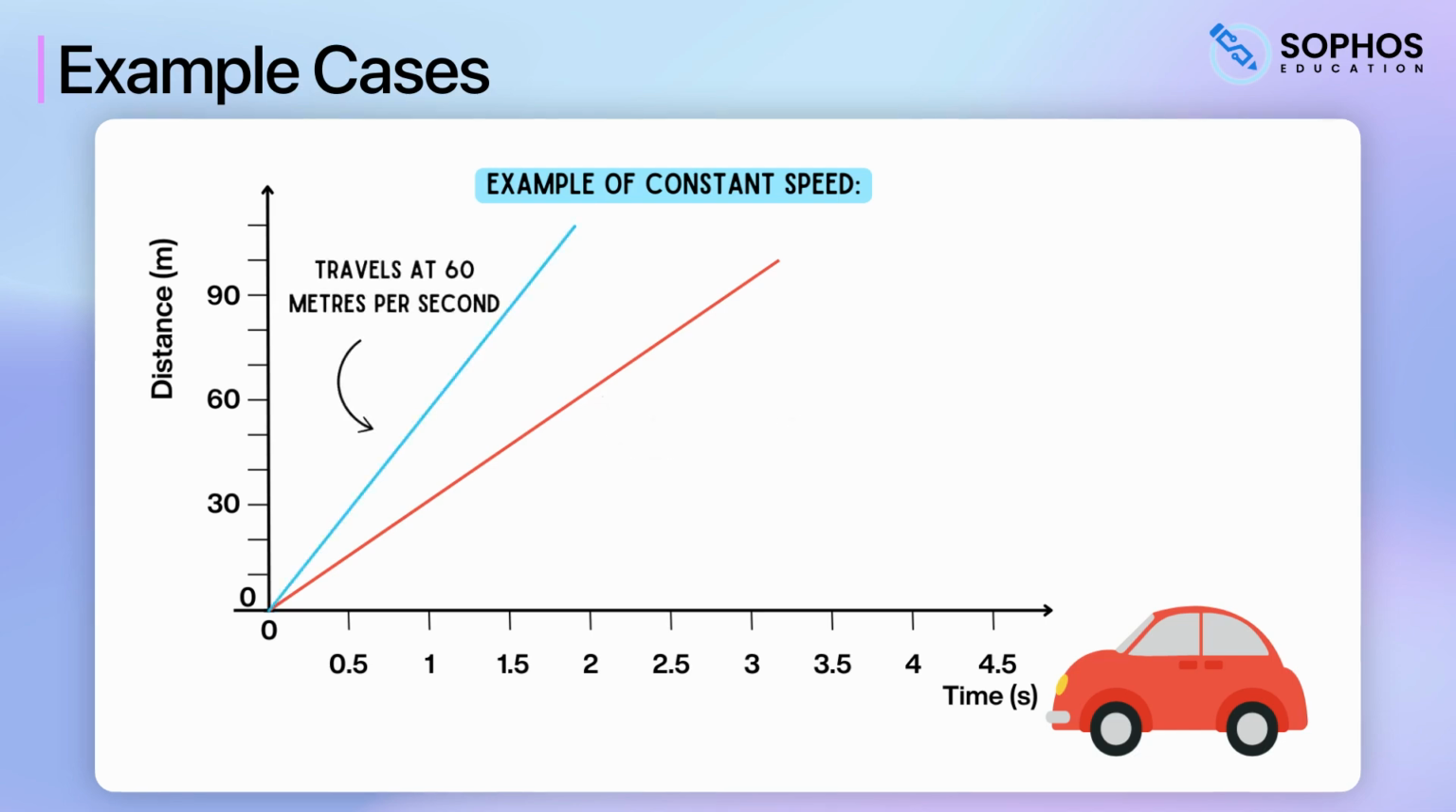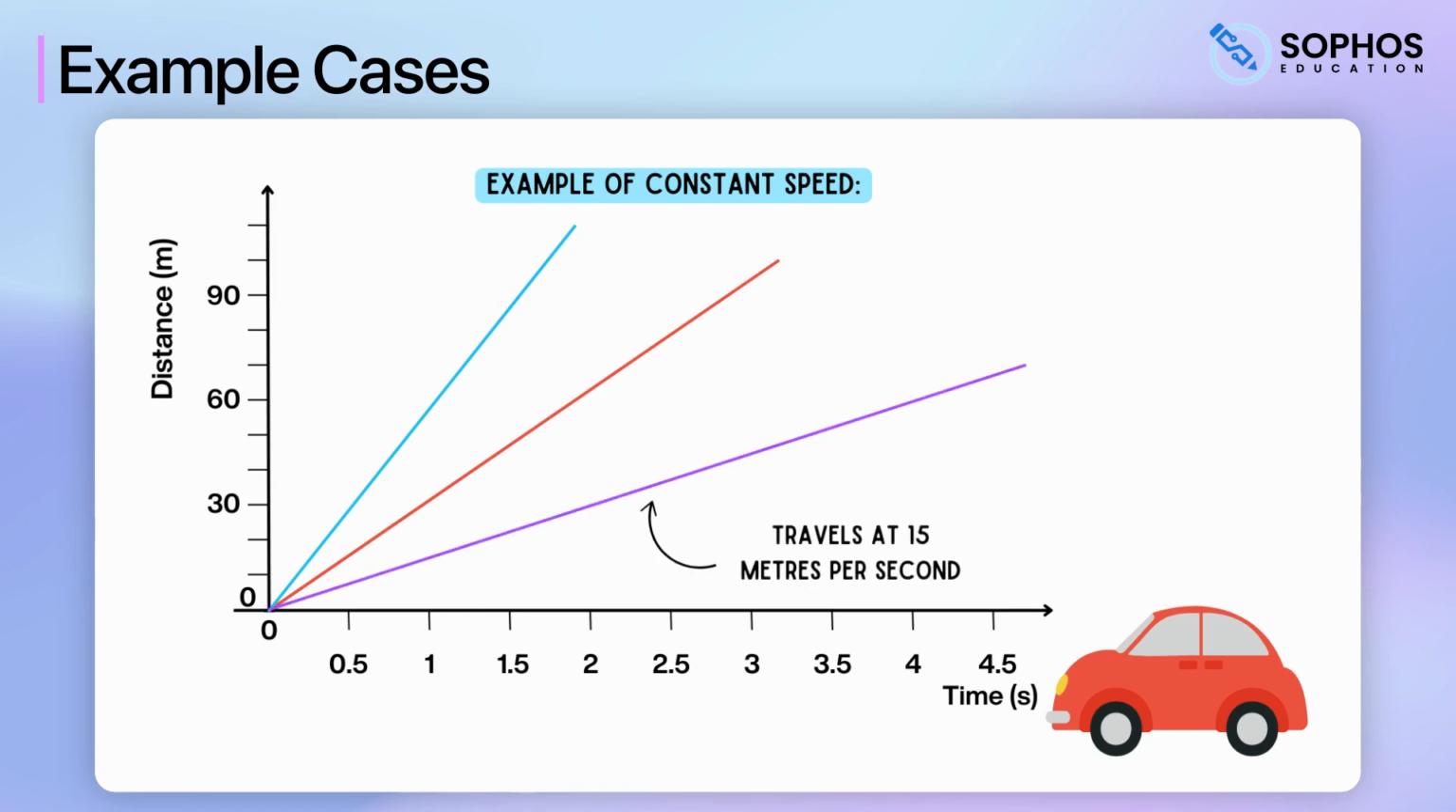If another vehicle travels at 60 meters per second, its line on the graph will rise twice as steeply compared to the first car. Conversely, a third vehicle traveling at 15 meters per second will have a line with half the steepness of the first car's line.